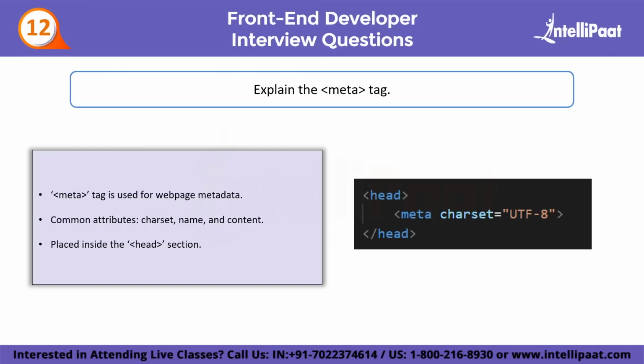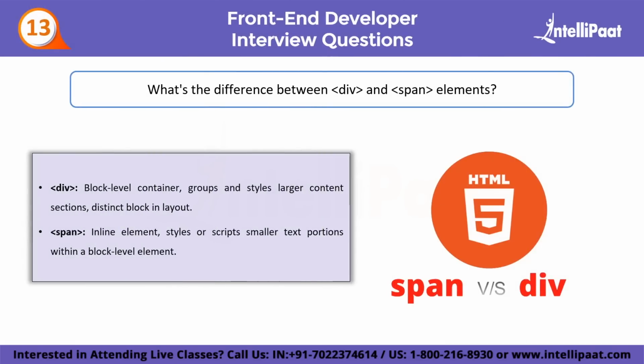The answer to this question would be, the meta tag is used to provide metadata about the web page. The common attributes include charset for specifying character encodings and name and content for other metadata. This information is placed inside the head section and is used by search engines and web browsers. Meta tags can provide information like page description, keywords, and authorship, which help search engines understand and index the contents properly.